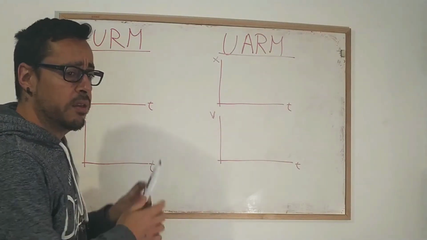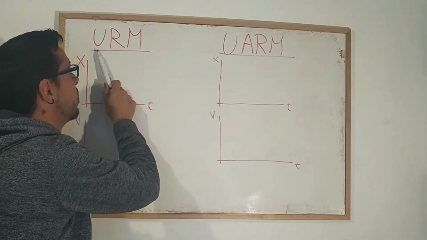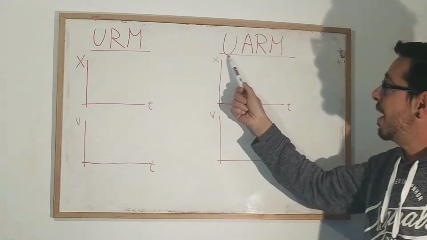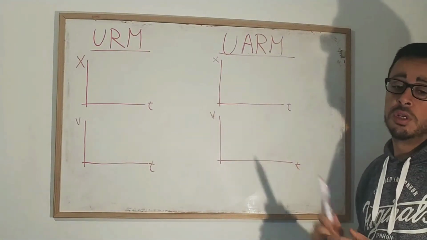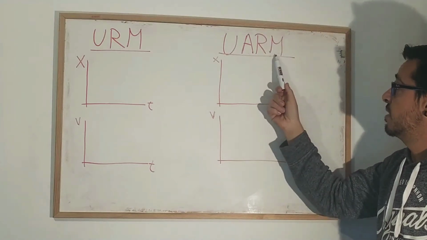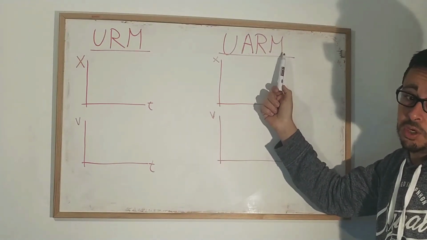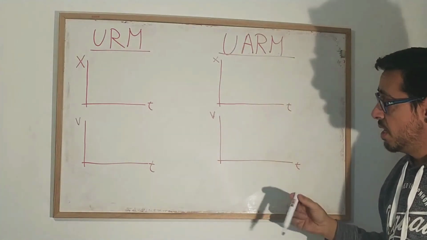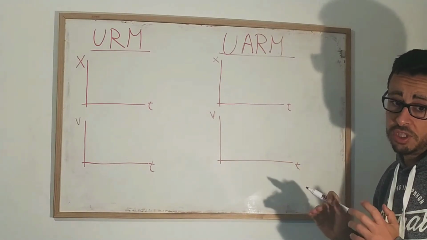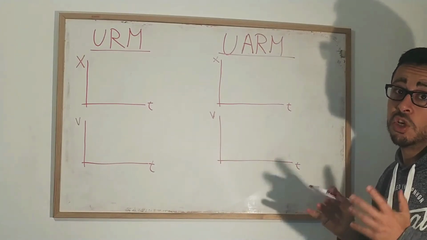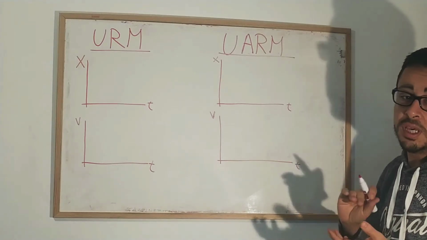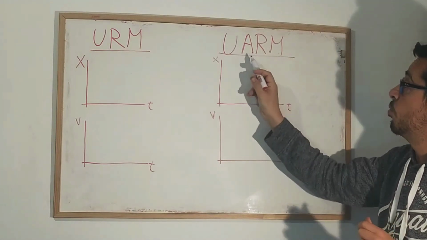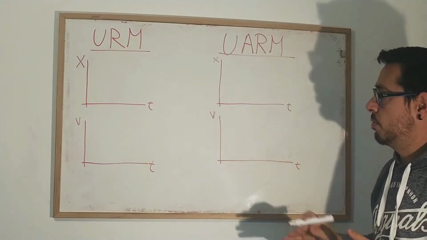Okay, so last day we were watching the uniform rectilinear motion, and I started to talk to you about the uniformly accelerated rectilinear motion. This motion has an acceleration, but that acceleration is uniform. So the acceleration is constant, but velocity or speed is not going to be constant. It's going to be increasing or decreasing, but with a constant acceleration.